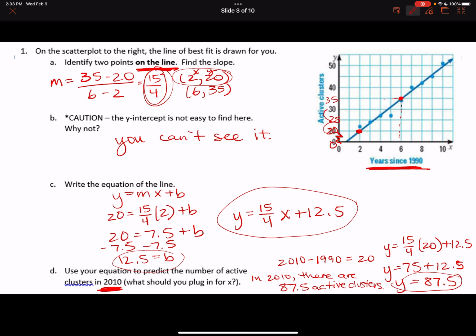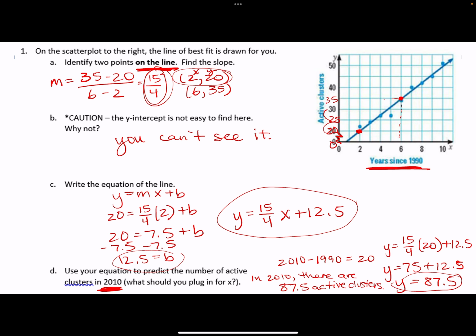All right, so that's our first example problem. Let's do another one together.